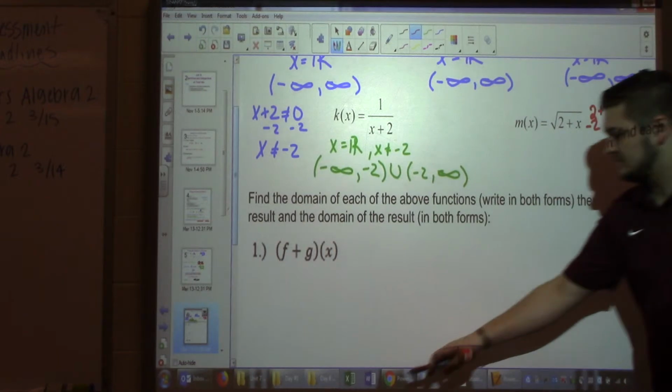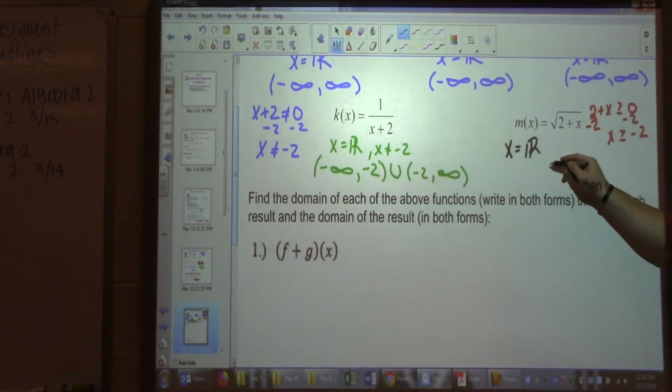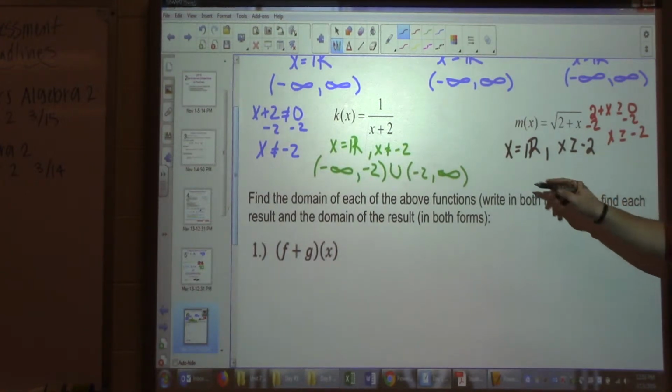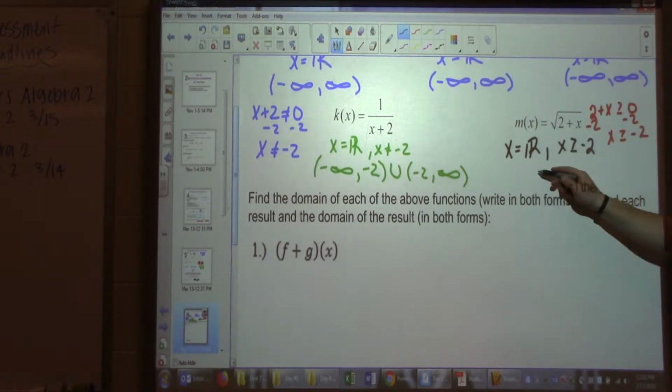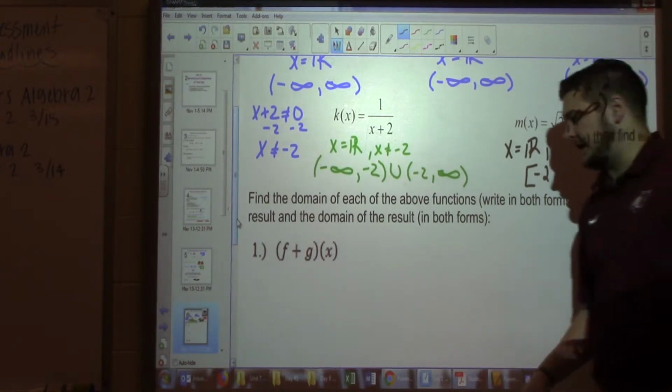So my domain. X is in the real number set. But it's greater than or equal to negative 2. List your restriction. And then, what's my interval notation going to look like? Bracket, negative 2, comma, infinity, parentheses. Perfect. Negative 2, and I'm including it because it's or equal to, all the way up to infinity. Okay? Alright.